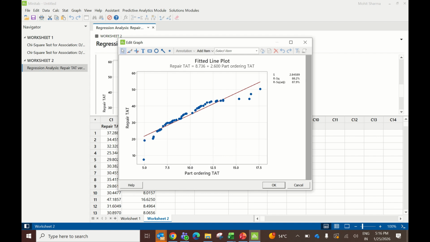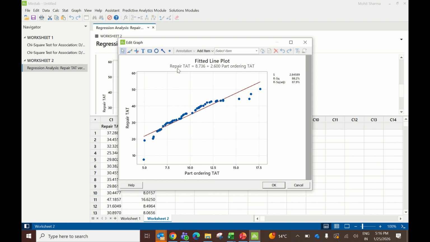There is a graph which is generated. If you look at this graph, it suggests that the R square adjusted value is greater than 65% in this case, which means the repair turnaround time is directly impacted by part ordering turnaround time. There is a high correlation between these two variables. This line is positive, which means when my part ordering turnaround time is increasing, my repair TAT is also increasing. That is also the hypothesis that we had, and it proves that.